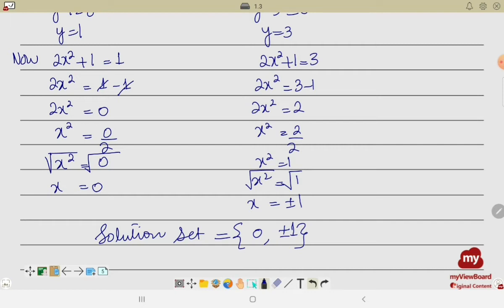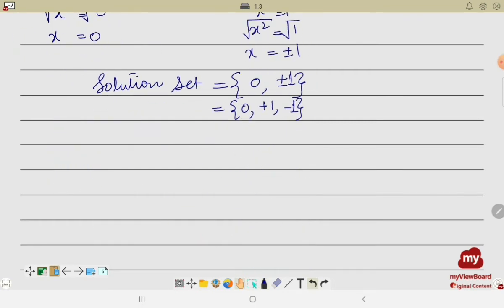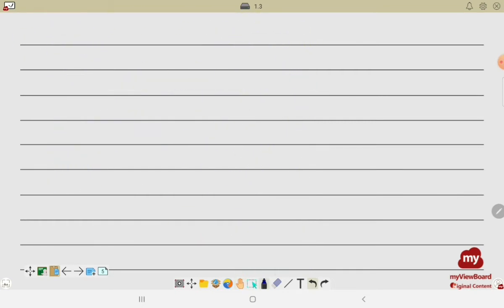Hope you understand the sum. You can write the answer collectively, and you can even write down the answer separately with separate signs, plus minus 1. Let's solve another sum of the same type.